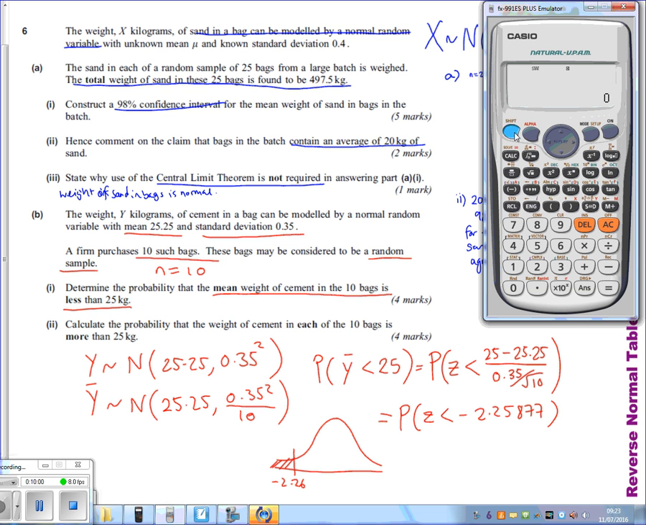So I need stat mode, shift, stat, distribution number 5, probability less than negative 2.26. So obviously it's a lot easier if you can do it on a calculator. And our probability is 0.011911. So round that to 3 significant figures, 0.012.